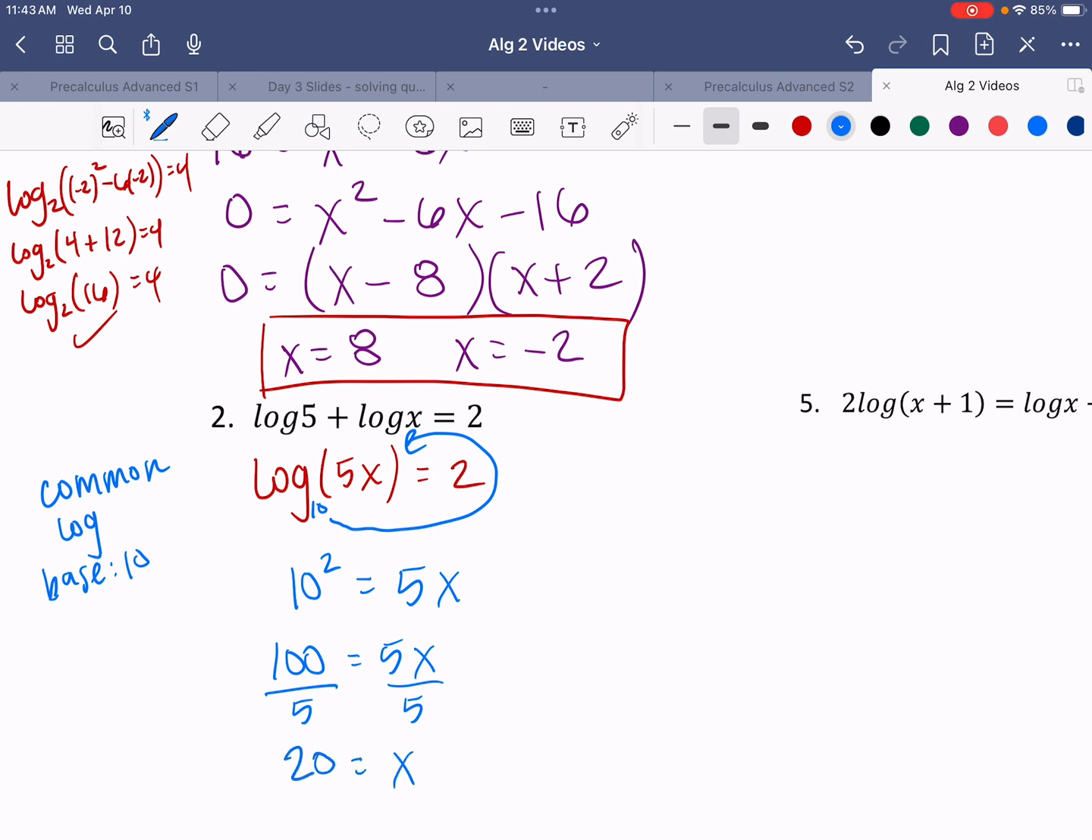So if you're checking for it to be extraneous, we can go plug it into the whole thing. You could use your calculator to check as well, or just go do a quick check. 20 is positive, so the argument would definitely be positive, and it would work.